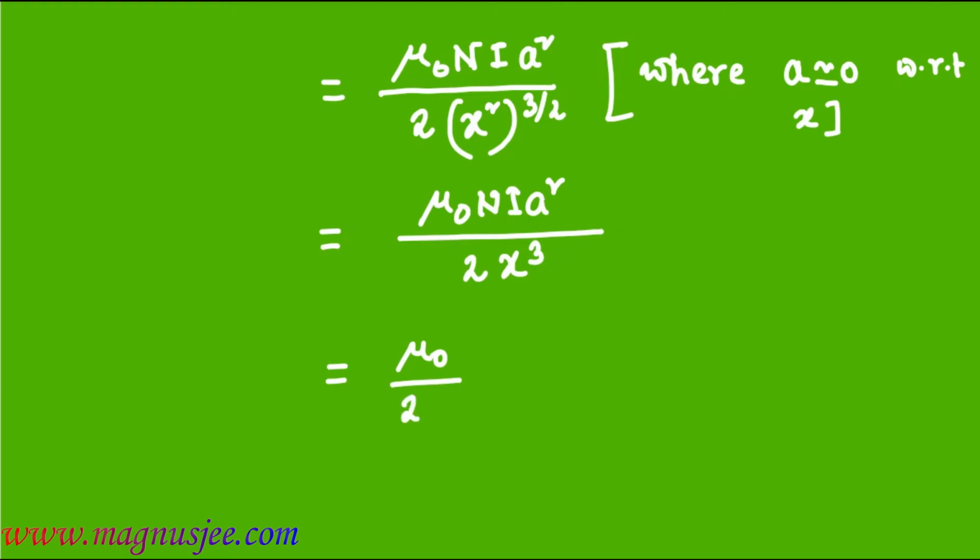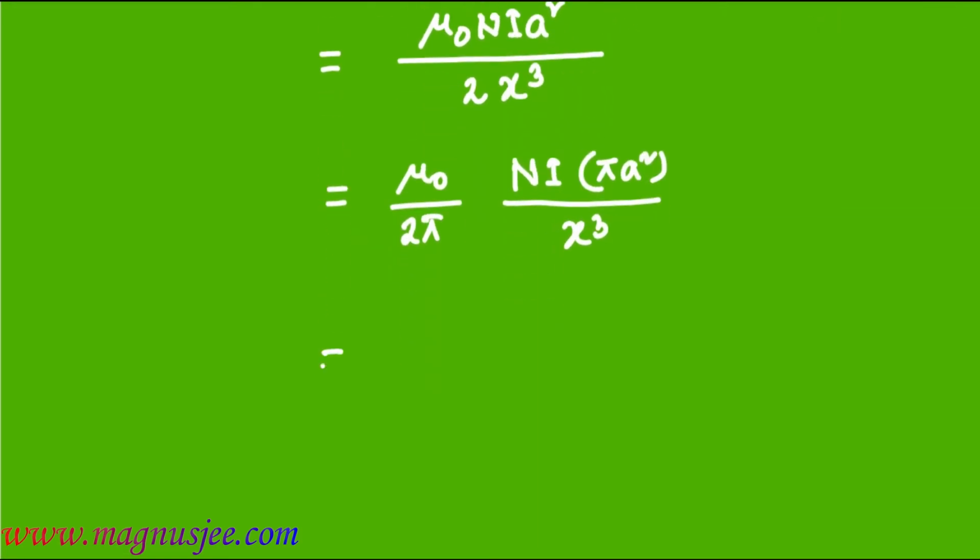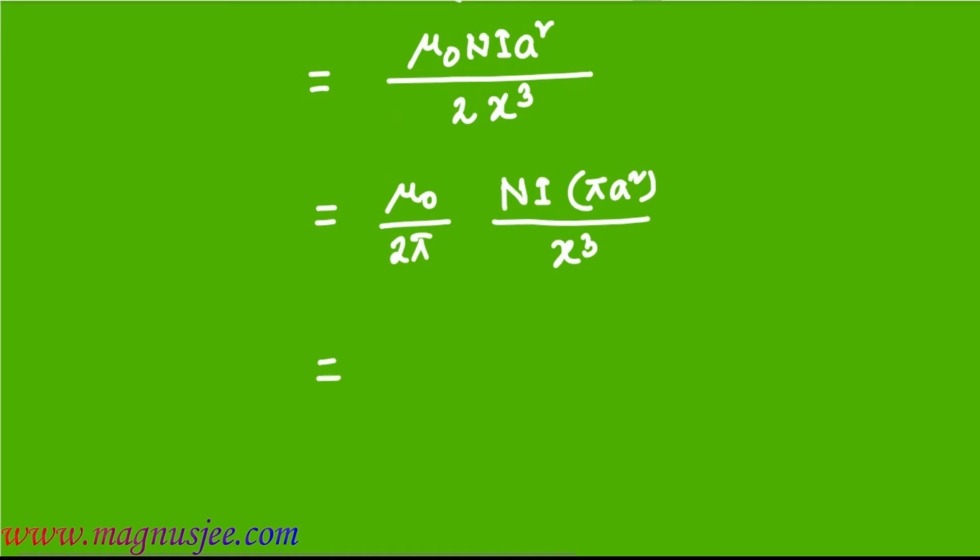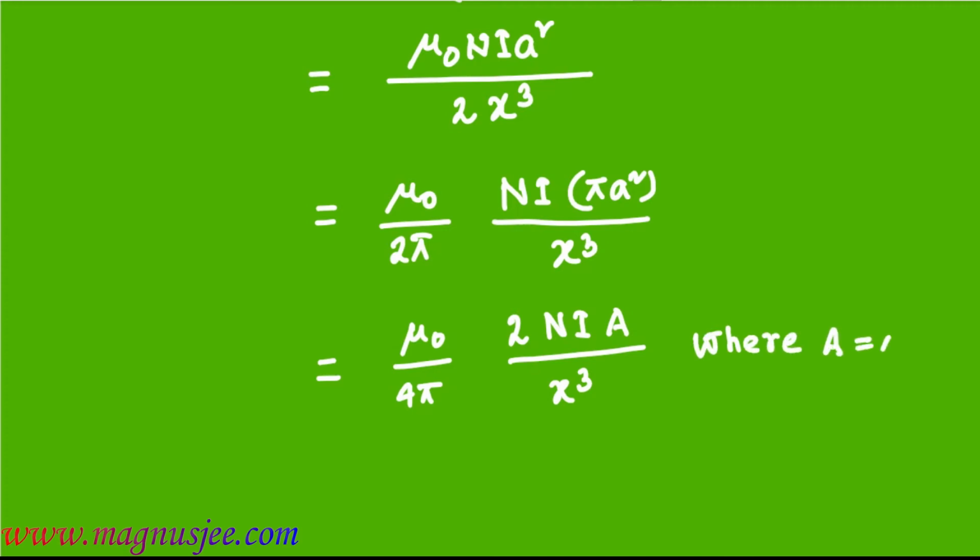If we modify the expression, μ0 by 2 pi, N i under bracket pi a square, pi into square of radius, divided by x cube, equals μ0 by 4 pi, 2 N i capital A divided by x cube, where capital A equals pi a square, which is the area of cross section of the coil.